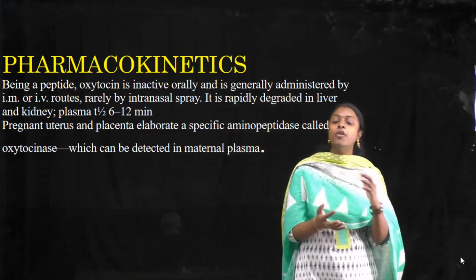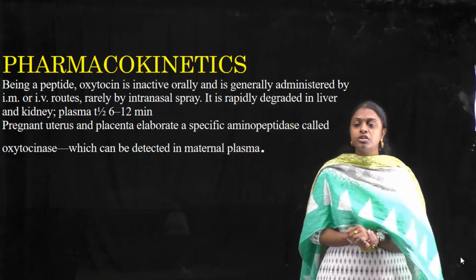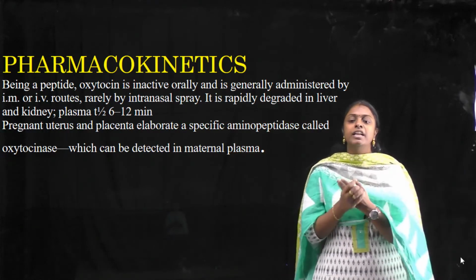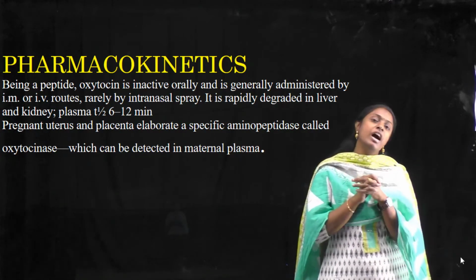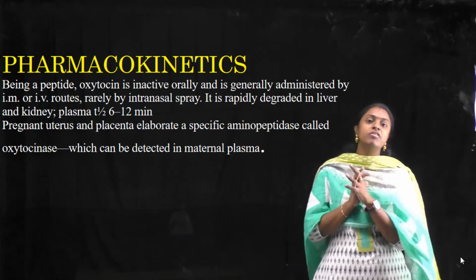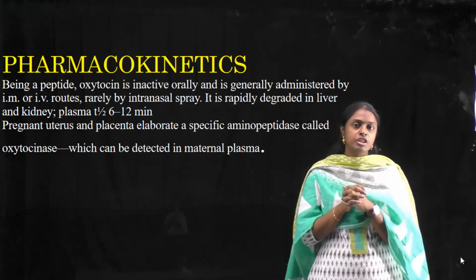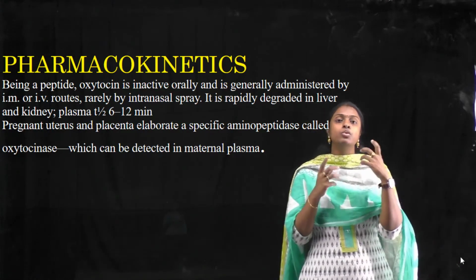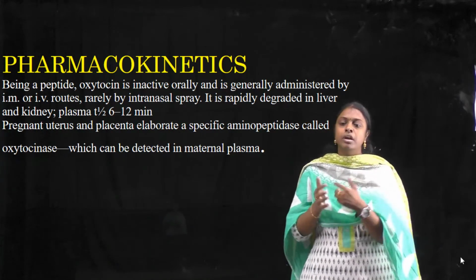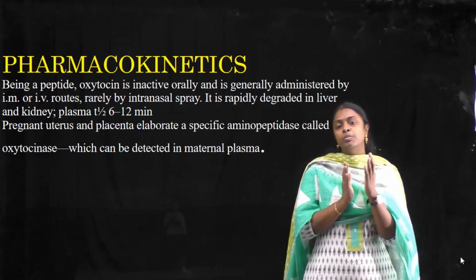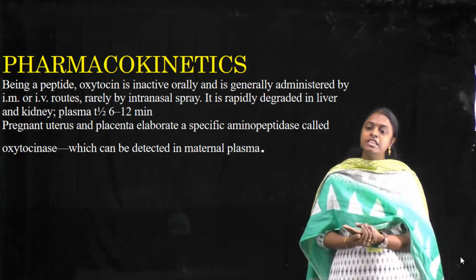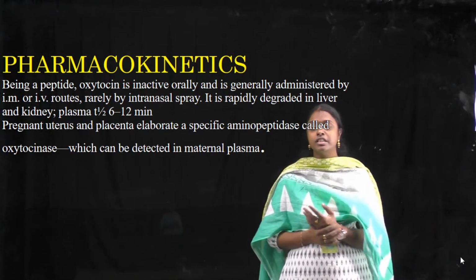So let's see the pharmacokinetics. As oxytocin is a peptide, it is inactive orally, so we can't take this orally. That's why we give this through IV infusions, through IM, and also through intranasal spray, and it is degraded in the liver and kidney. And if you see, the plasma half-life is 6 to 12 minutes.